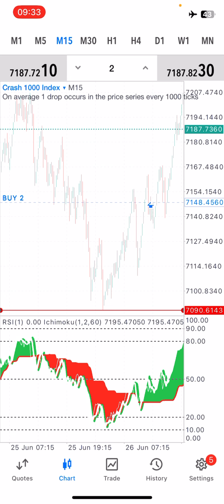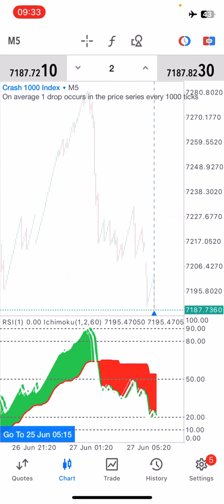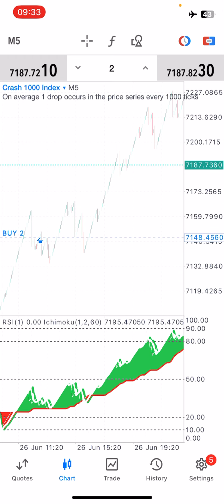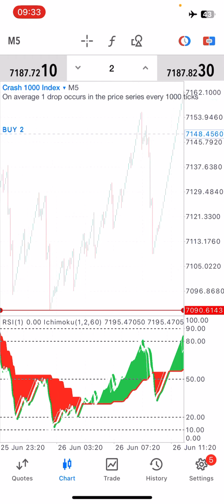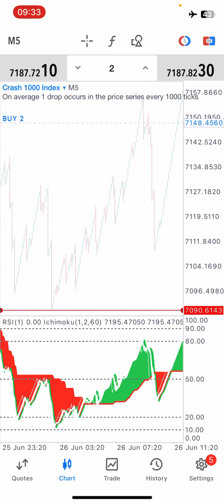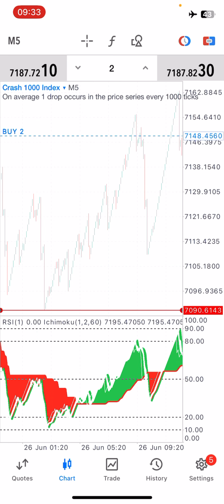So I'm going to switch back to my 5-minute. I'm going to go back to where I entered my low point. Can you see this is the low? So basically I was saying price will not go below that low.